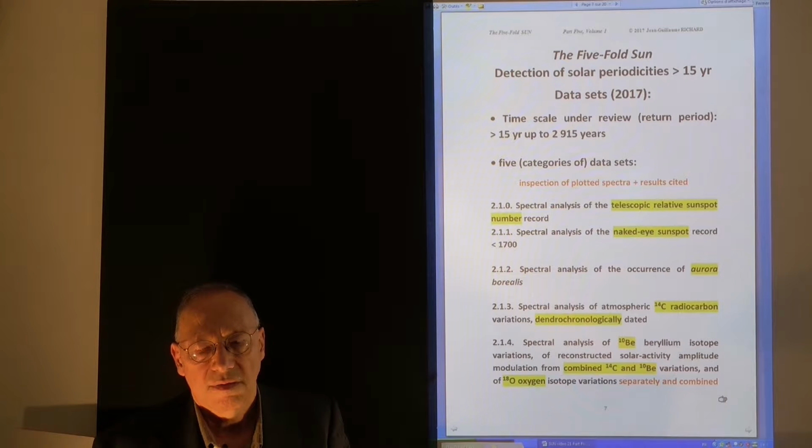And finally, the 5th category is a set of diverse other radioisotope records, beryllium, results from combinations of beryllium and radiocarbon records, and oxygen isotope record.